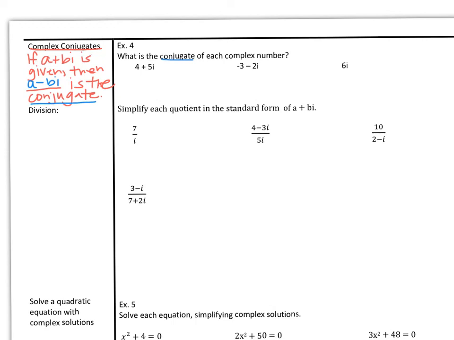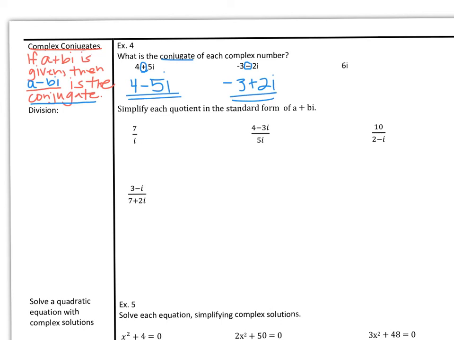In our first complex number, we have 4 plus 5i. To make the conjugate, we're just going to change the sign on the inside to 4 minus 5i. And that's all it is. In that second example, we have negative 3 plus 2i, and again, we're just changing the sign on the inside. And that will give us negative 3 minus 2i.